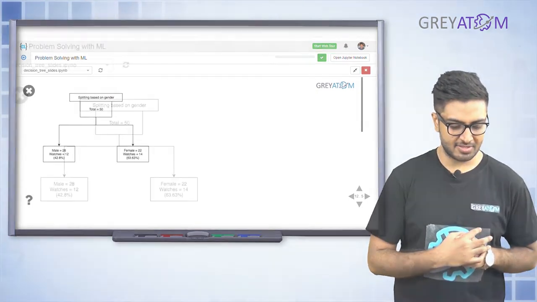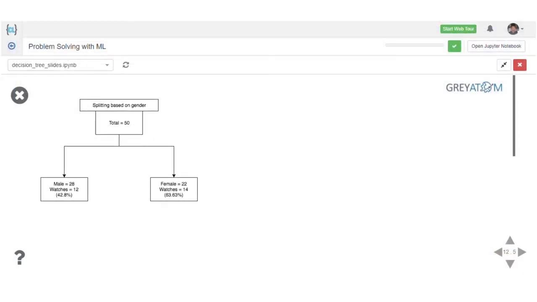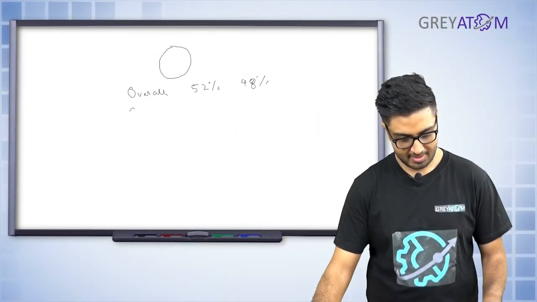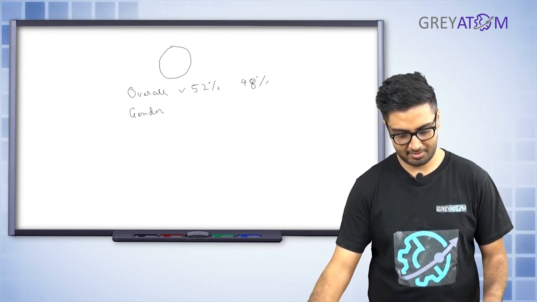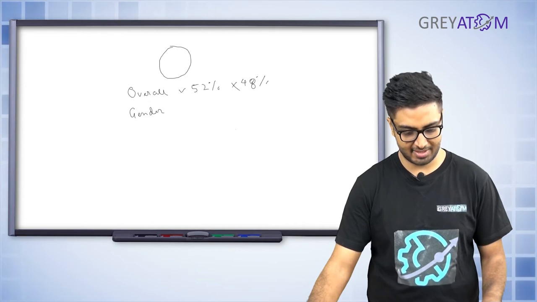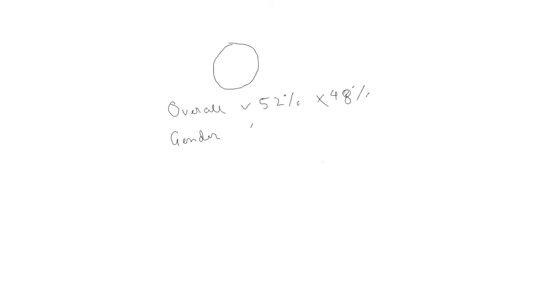If we split based on gender, there are 28 males and 22 females, and of those 28 males, 42% have watched the movie and 63% among females have watched the movie. In case of gender, these are people who have watched the movie, this is people not watched the movie. So 42% of males have watched the movie, 63% of the females have watched the movie. So the split here looks like this, right?